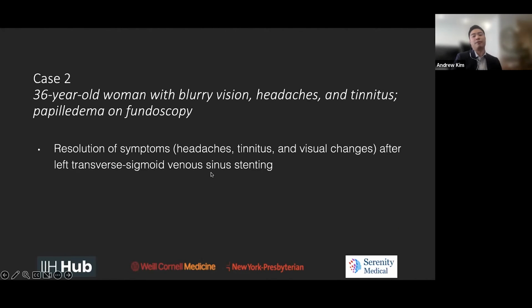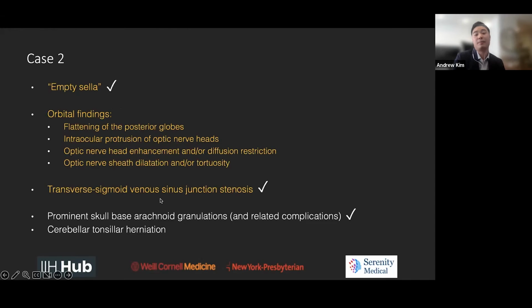And so very nicely after the stenting, this patient actually had a complete resolution of symptoms. The headaches, the tinnitus, the visual changes, they all resolved. So this is a wonderful example of a patient that was accurately diagnosed and very nicely treated with complete resolution of symptoms. So that's really great for this patient. So in summary, this patient had an empty sella, had a transverse sigmoid sinus junction stenosis, as well as the slightly more uncommon prominent skull base arachnoid granulations.